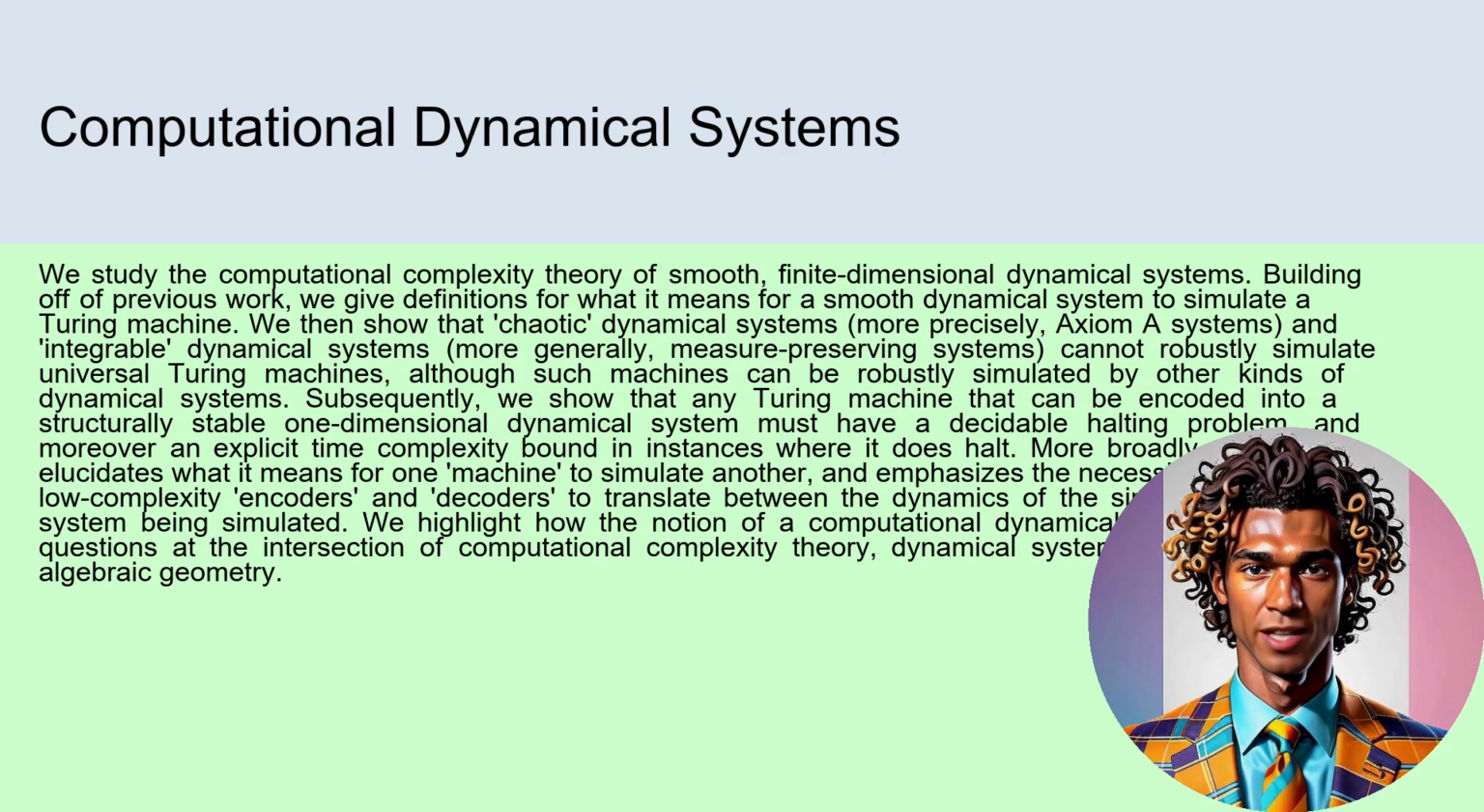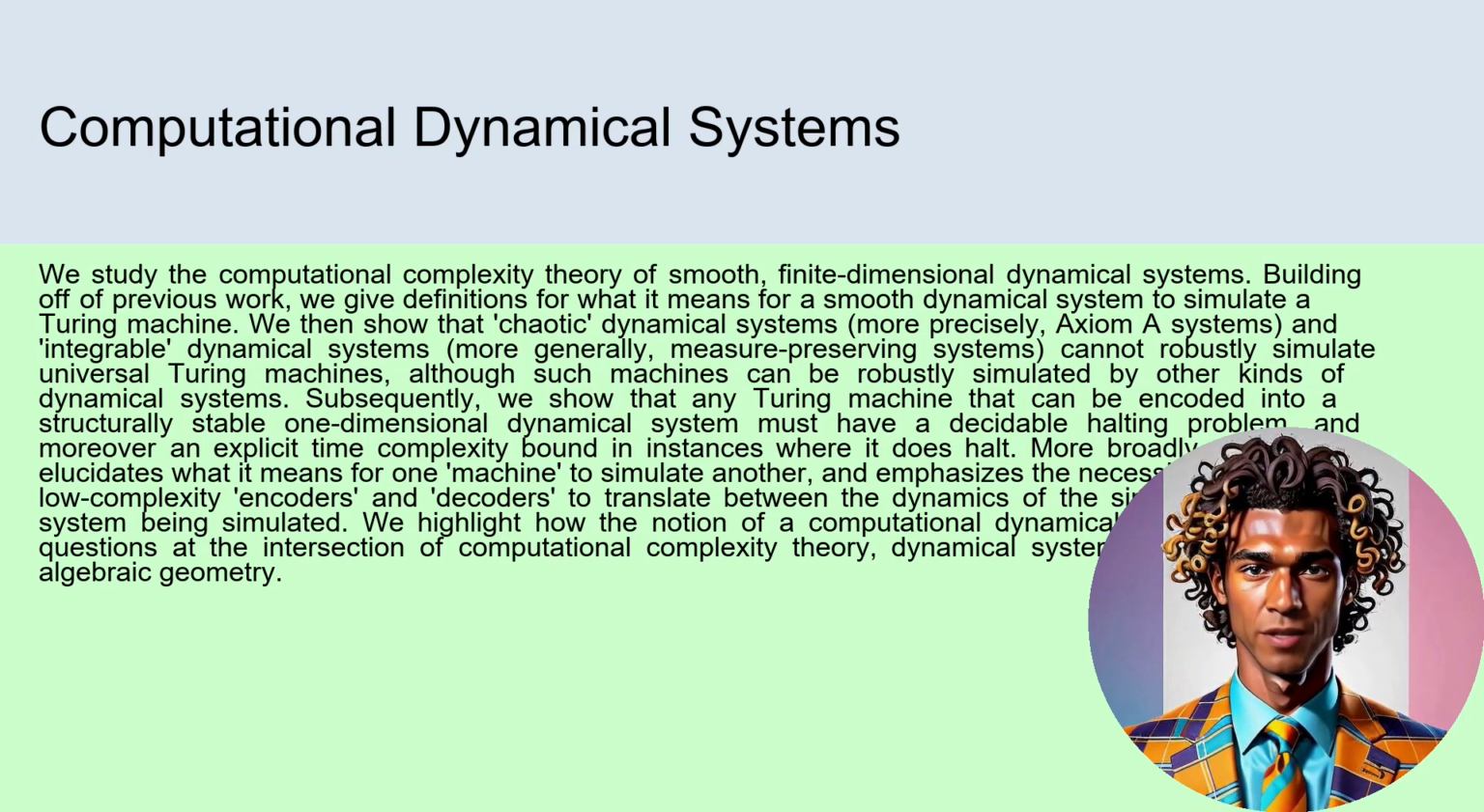This research highlights how the concept of a computational dynamical system bridges the gap between computational complexity theory, dynamical systems theory, and real algebraic geometry. It opens up new avenues for exploring the relationship between these areas and could lead to new insights into the nature of computation.